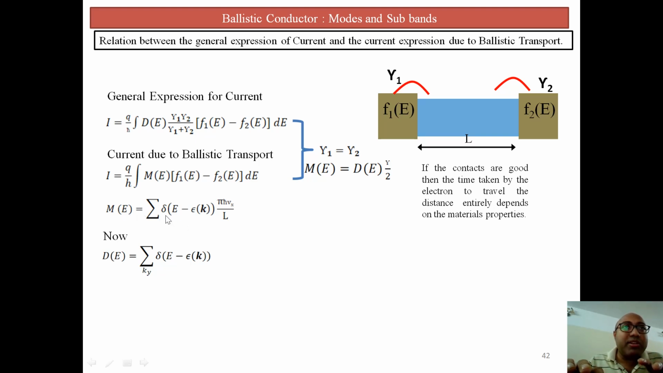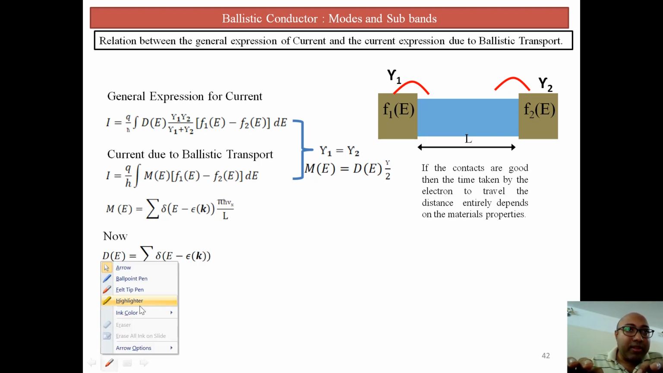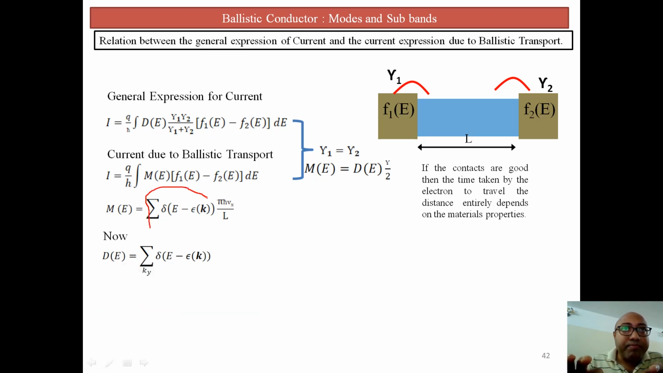The number of modes is the summation of delta function, pi h bar Vx over L, and the density of states is also a summation of delta function E minus epsilon k. That we know. That means this whole thing we can replace it, so ME is equal to density of state D times pi h bar Vx by L. That is what I am saying.